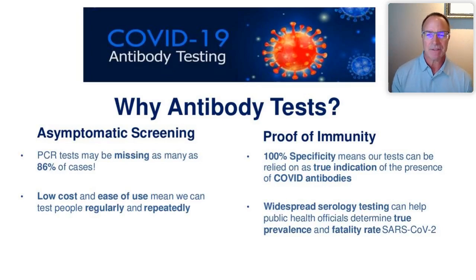The high specificity and sensitivity really means our tests are truly indicative of the presence of COVID antibodies or the absence. So that's been the big issue along the way: are these tests accurate? Do they really do what they're supposed to do? Well, our tests have been tested against people that have actually had COVID proven. And so we know these numbers are accurate and real.